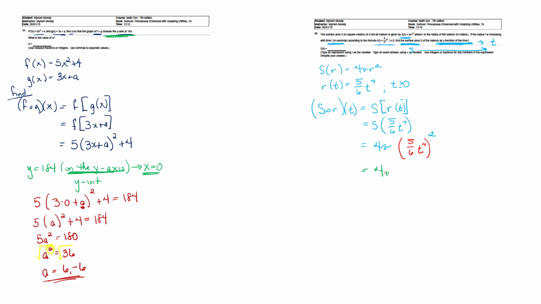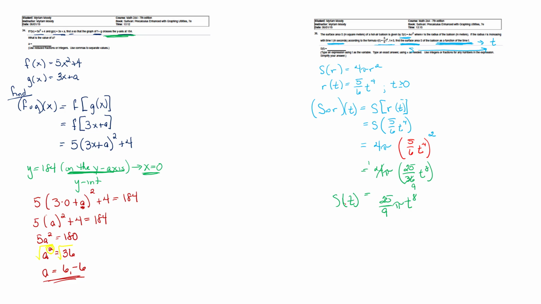Okay, so time to simplify. You're going to get 4 pi. We're going to square what's in the parentheses, which means you get 25 over 36 t to the 8th. I'm going to notice I can cancel the 4 and the 36, which gives me 25 over 9 multiplied by pi multiplied by t to the 8th. This is now S with respect to time. This is now my surface area with respect to time.